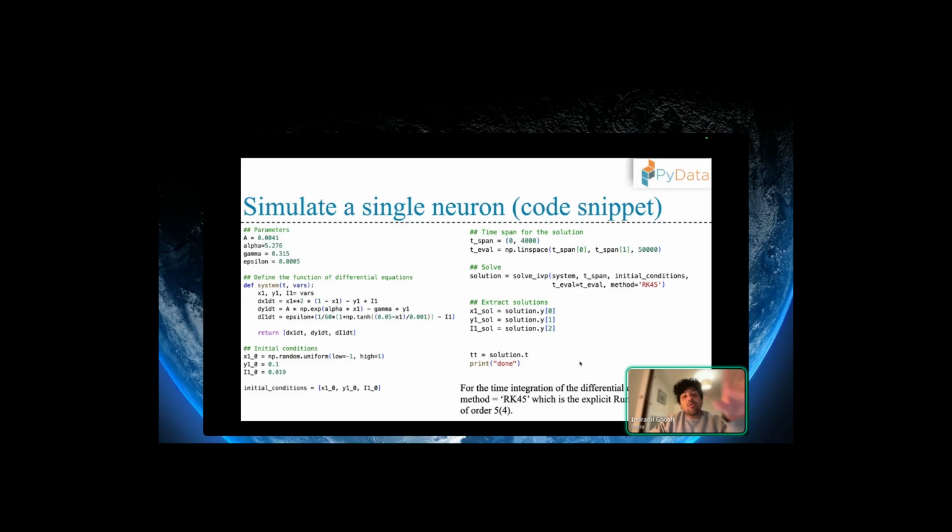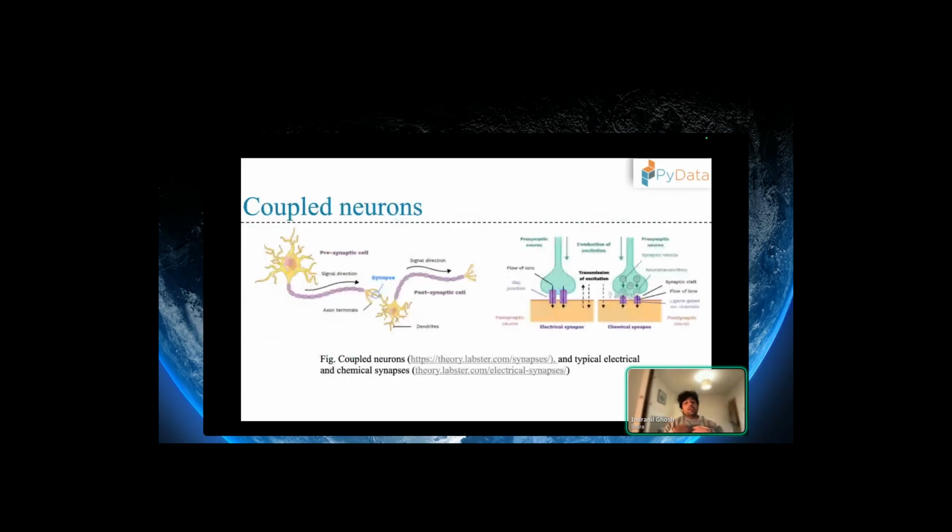So that's just for one neuron. Now we are interested in coupled neurons. That's what my tutorial proposal was, time series analysis of coupled neurons, right? You already saw this picture before, and I showed you that there are two neurons and they're coupled by a synapse.